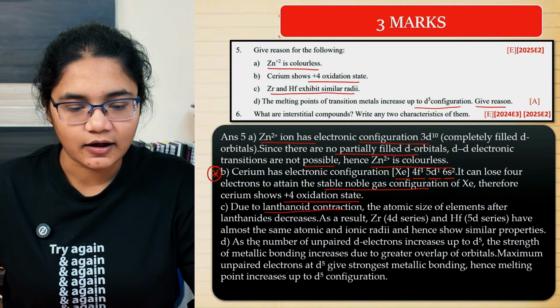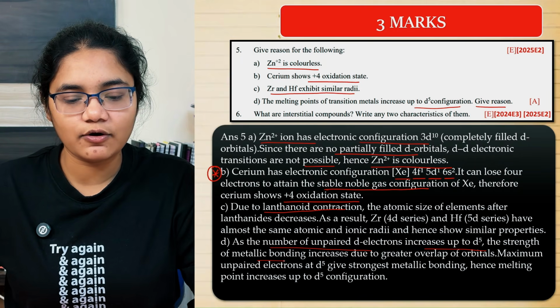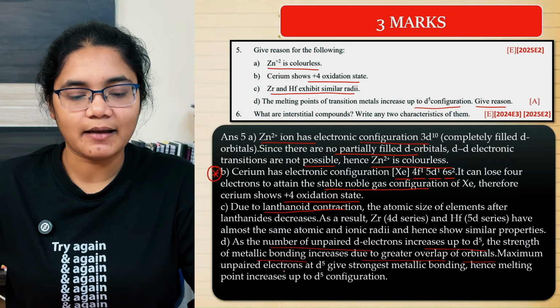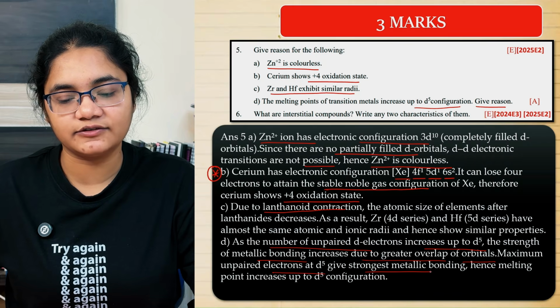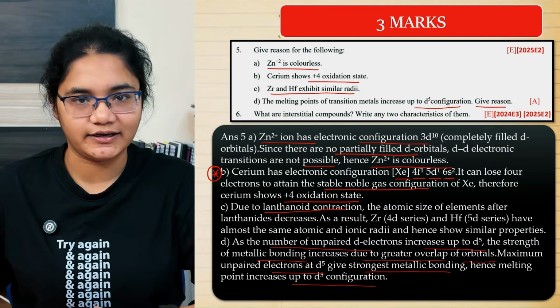So you can see that as the number of unpaired electrons increases up to d5, the strength of the metallic bonding increases due to the greater overlap of the orbitals. Maximum unpaired electrons at d5 give the strongest metallic bonding, hence the melting point increases up to the d5 configuration.